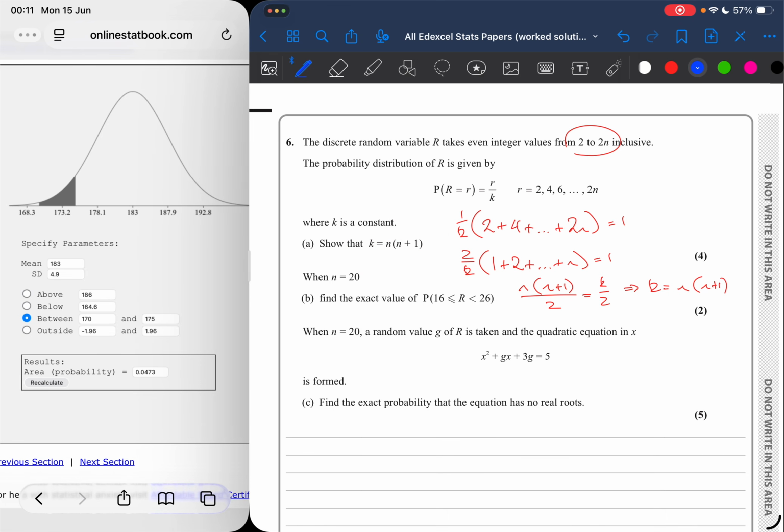Yep, lovely. Looks good. When n is 20, what does that tell us about k? Do we need to know? Maybe, but worth writing down. It's 420.